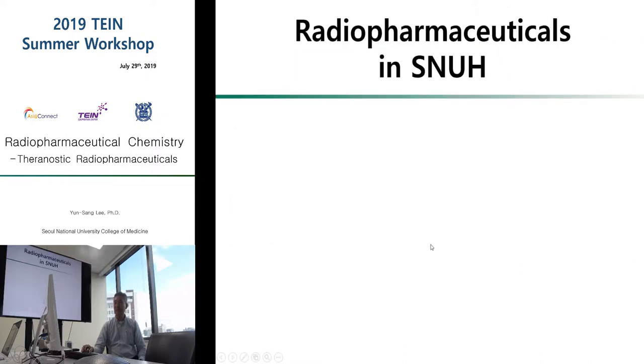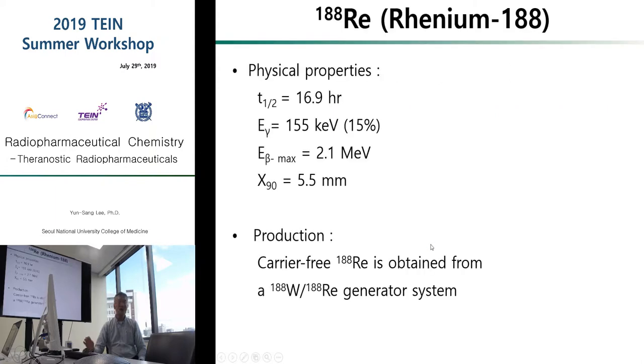So, as I remember, I joined our hospital in 1998. At that time, Professor Jaemin Jung had just started to develop a new radiopharmaceutical for rhenium-188. Because of that, the therapeutic efficacy will be very good, and they also suggested gamma radiation, so we can see. So rhenium-188 is itself a theranostic radionuclide.